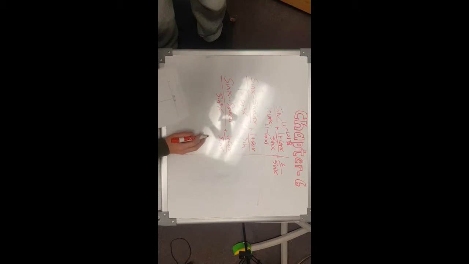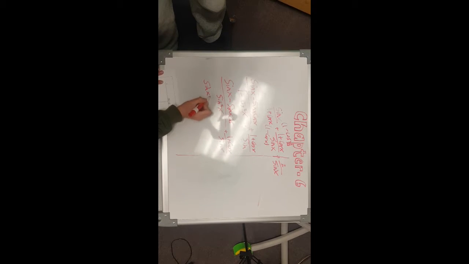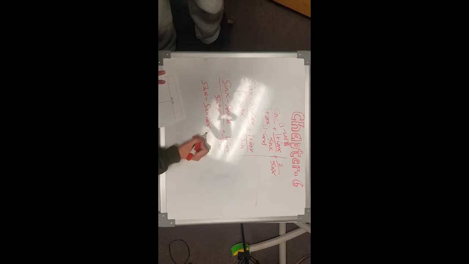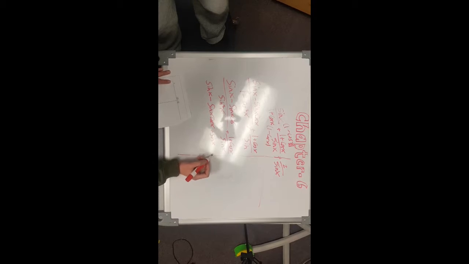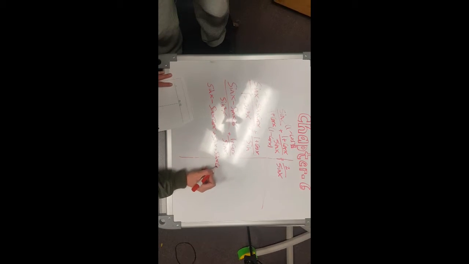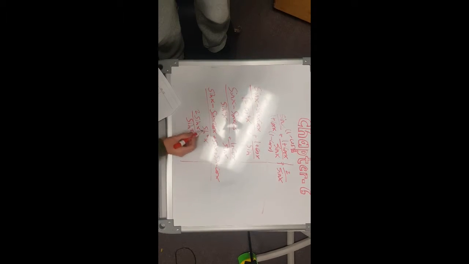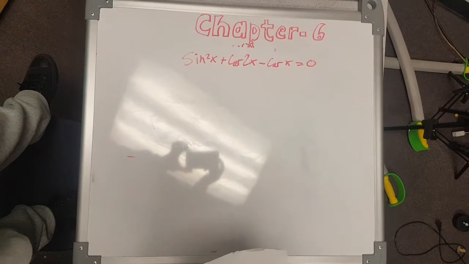Now we can make common denominators and add them. Now this term cancels out and this term cancels out, so we're left with 2 sine x over sine squared x. The sine and the sine cancel out, so it's 2 over sine x, and left side equals right side. Problem, we have to solve it.